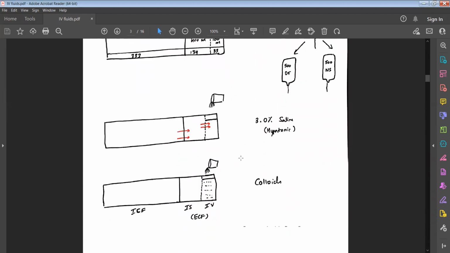On the other hand, if you look at colloids, as I said before, since large proteins and cells do not cross between the interstitial and intravascular compartments, everything that you pour is going to remain in the intravascular compartment.